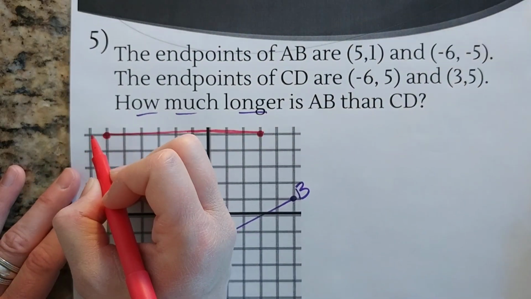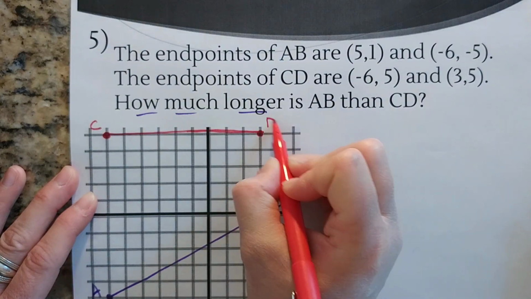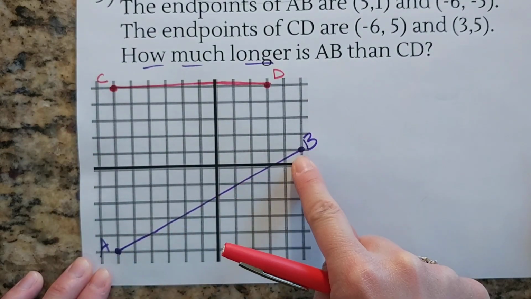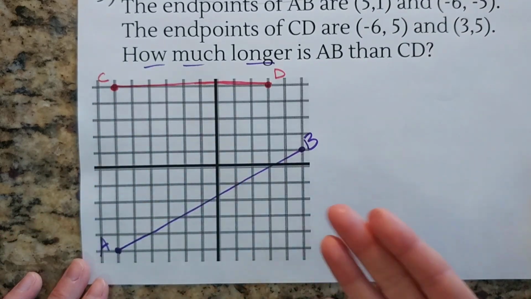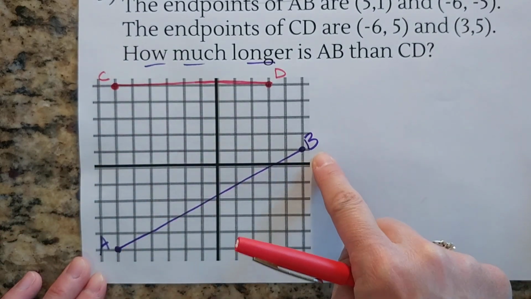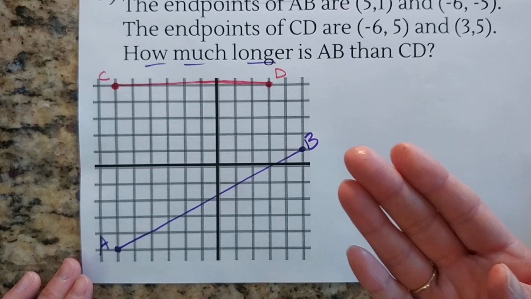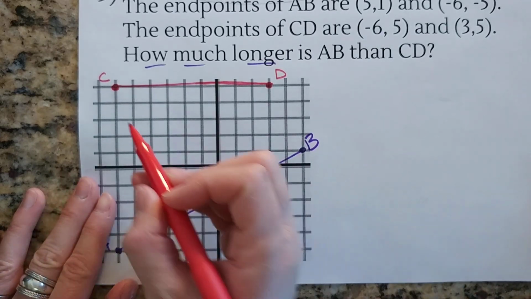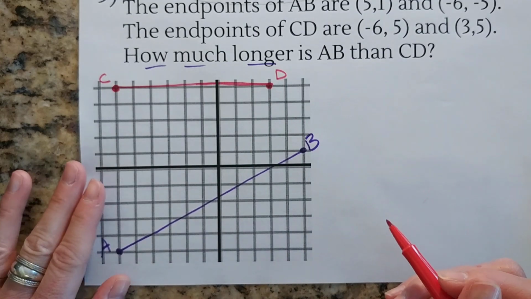And then I'm going to name it CD. Now we're asked, how much longer is AB than CD? And you can tell from the picture that AB is definitely longer, and we're asked to find out how much longer. Well, if you look at line CD, you could easily see how long that is.